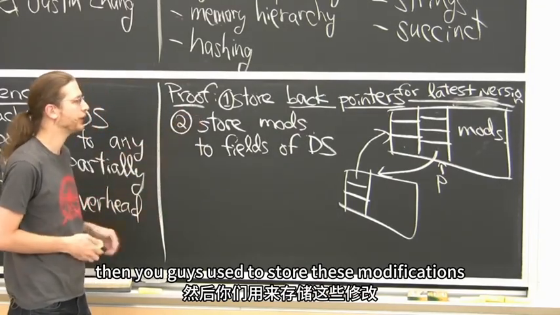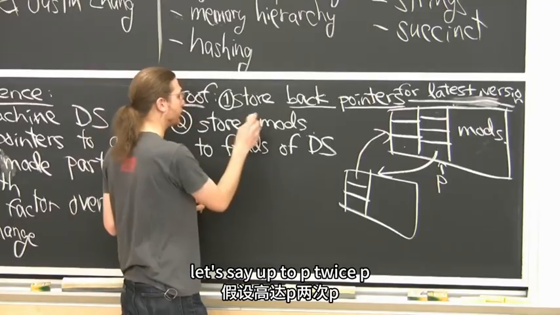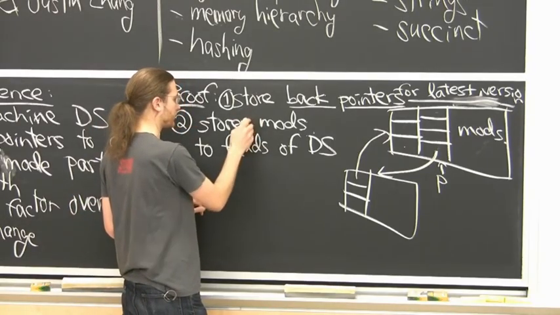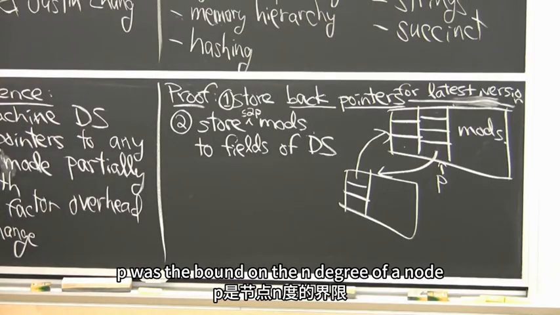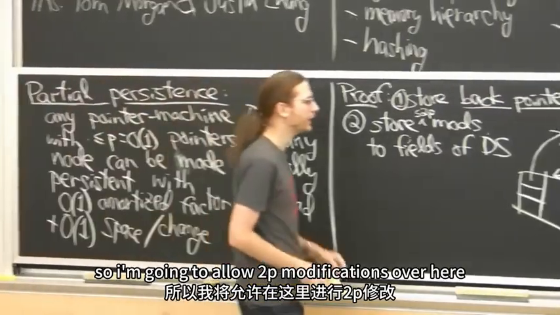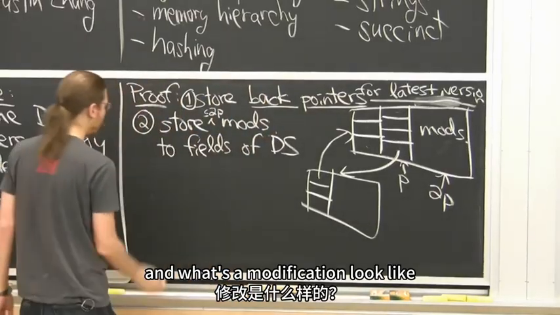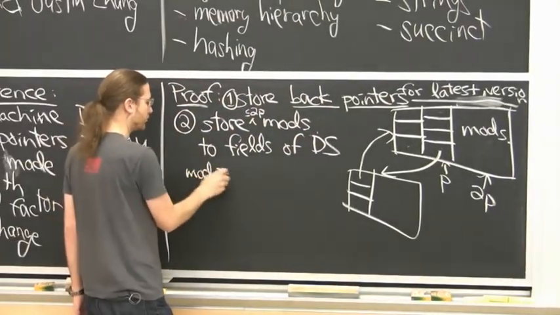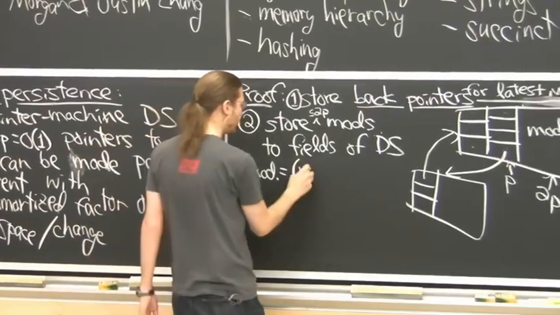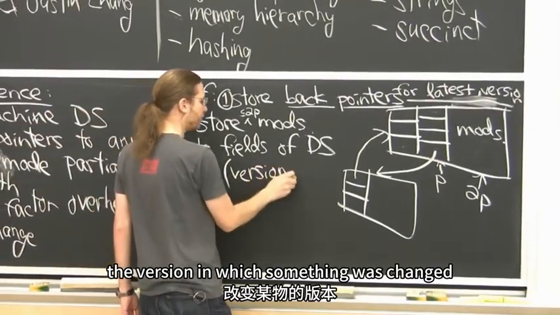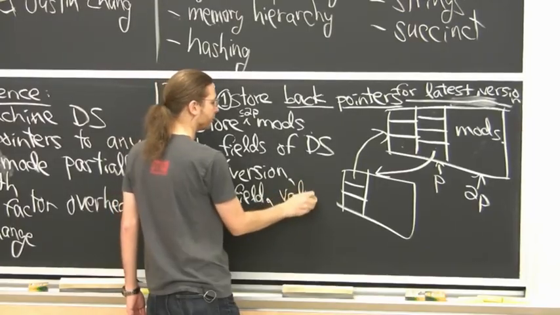Then the idea is to store these modifications. How many modifications? Let's say up to p, twice p. P was the bound on the in degree of a node. So I'm going to allow 2p modifications over here. And what's a modification look like? It's going to consist of 3 things: the version in which something was changed, the field that got changed, and the value it got changed to.